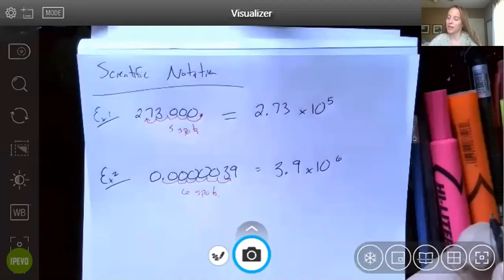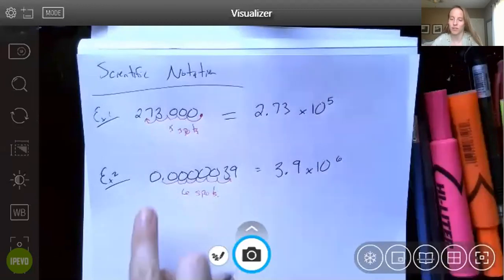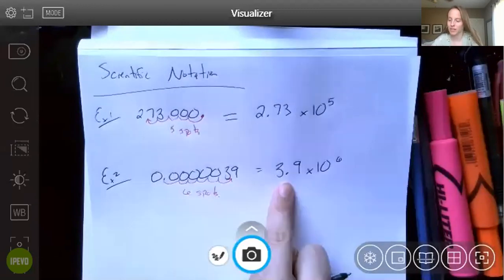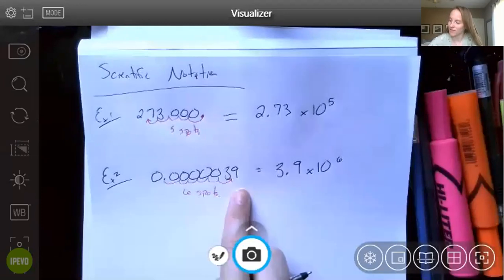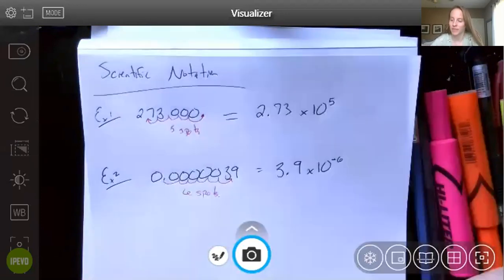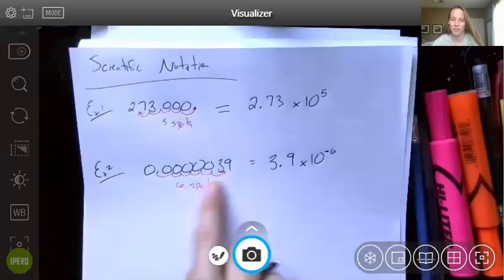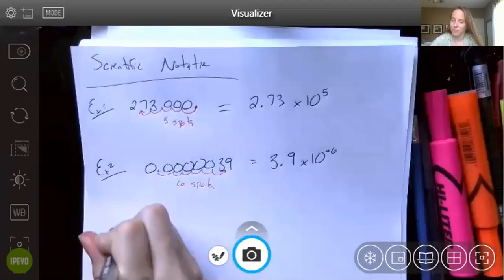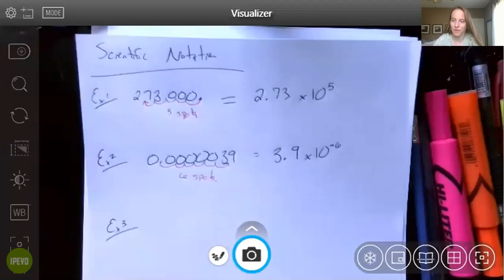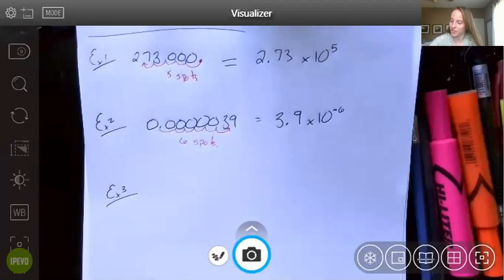But this time, because I have made a small number larger by moving to the right, I have to make my exponent negative. That negative tells me that I would have to move to the left to get back to my original number. So let's try one last example where we start with scientific notation.